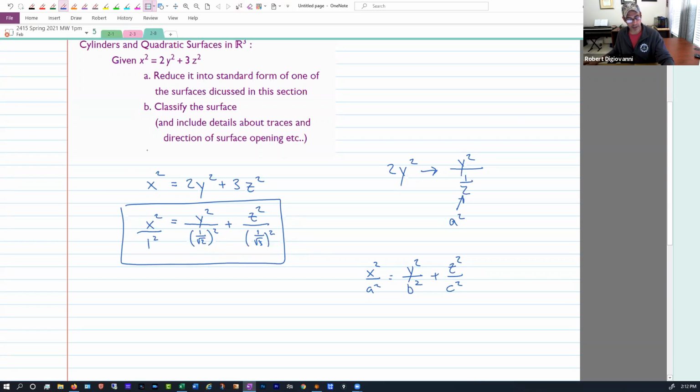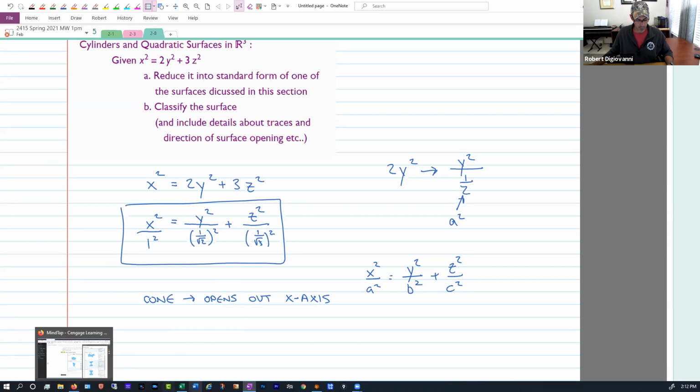Classify the surface, part B. It's a cone. And I'm gonna put here opens out the x-axis. And that's just a rough note, I don't have to go into more detail. That just explains that this cone goes out the x-axis in both directions, right? That's it. Any questions there? Ready for the next one?